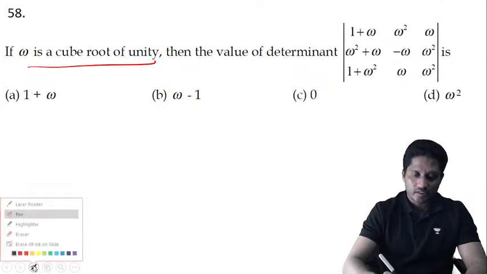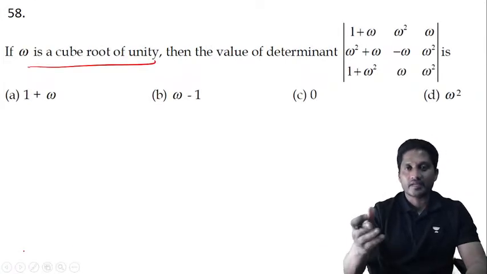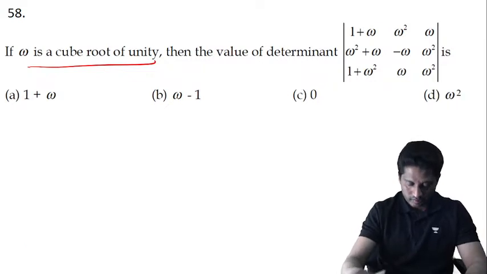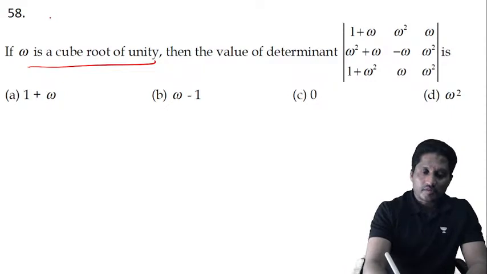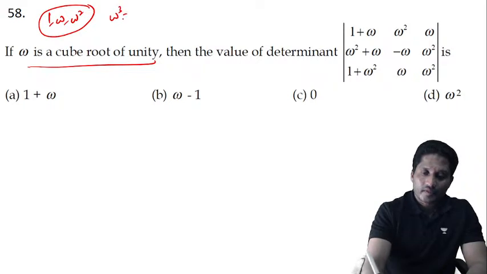All right. Now this you've done in complex numbers. 19 paper, 18 paper also, cube roots of unity questions are there in complex numbers. Cube roots of unity is 1, omega, omega square, right? And omega cube is 1. Omega cube is 1, and we know 1 plus omega plus omega square is 0.